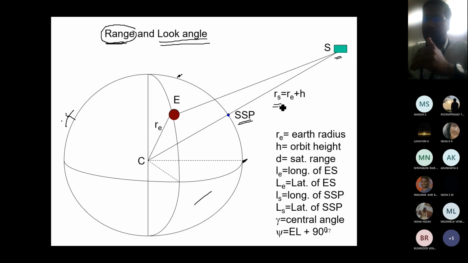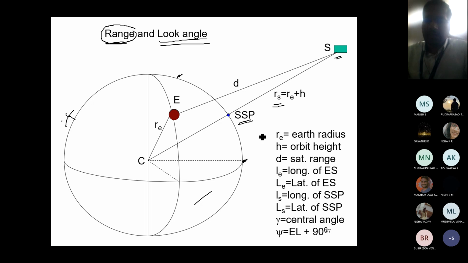Orbital height of the satellite means the satellite rotates in its orbit, so what is the radius of that orbit? That is the orbital height of the satellite. But when we talk about the height or the altitude of the satellite, we calculate that from the sub-satellite point. So how much distance the satellite is located from the sub-satellite point gives us the altitude of the satellite. Okay, now you understood the two terminologies.